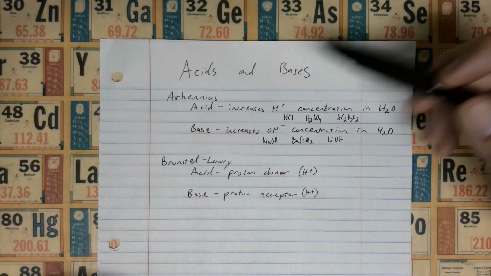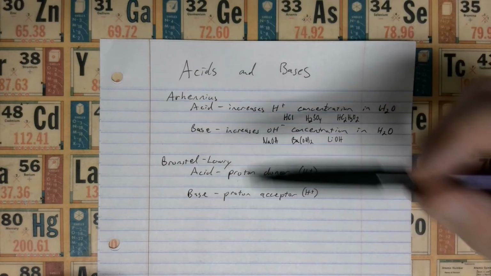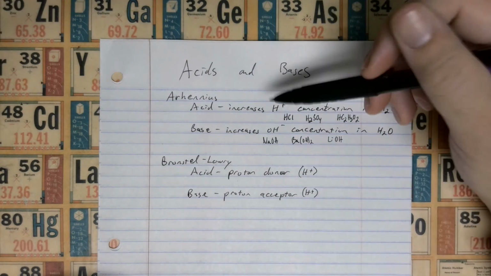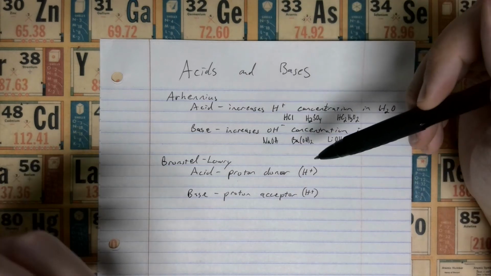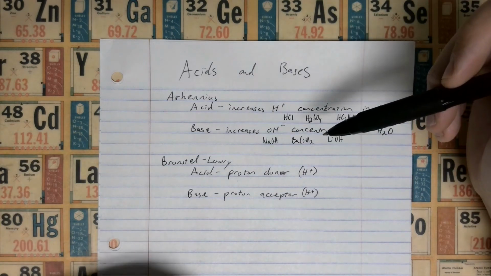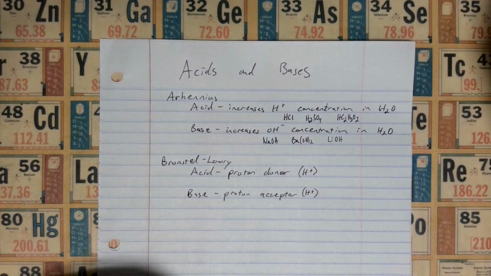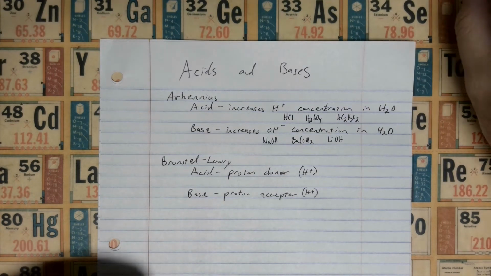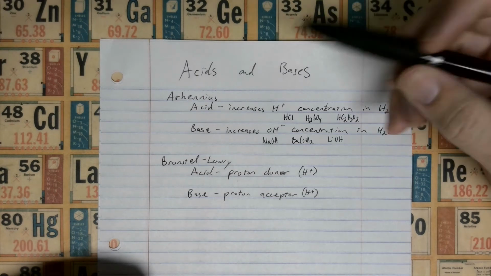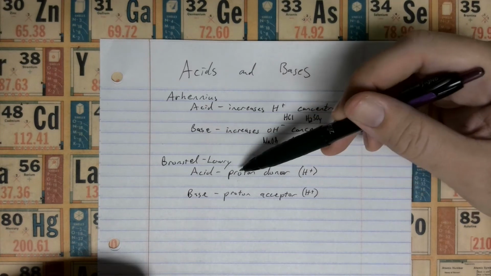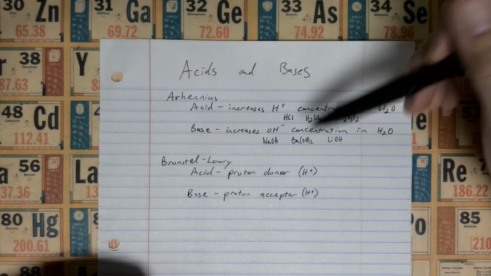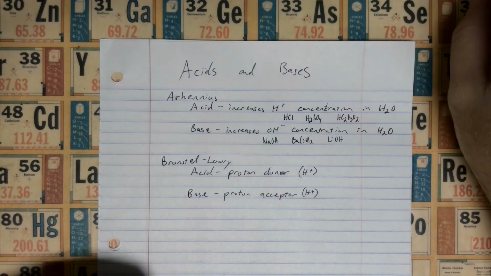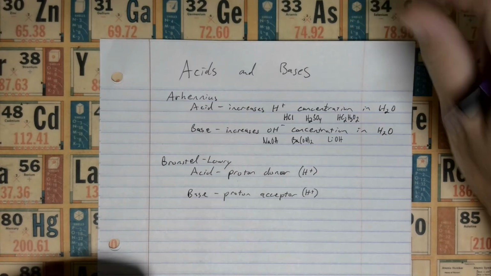Then the Bronsted-Lowry definition. Arrhenius was kind of the basic one, but then Bronsted-Lowry came along and said that doesn't show all of the different things that we can consider an acid or base. What Bronsted-Lowry said is that an acid is anything that donates a proton. In this case, a proton is just an H plus ion, because if you take away an electron from hydrogen, all that's left is the proton.